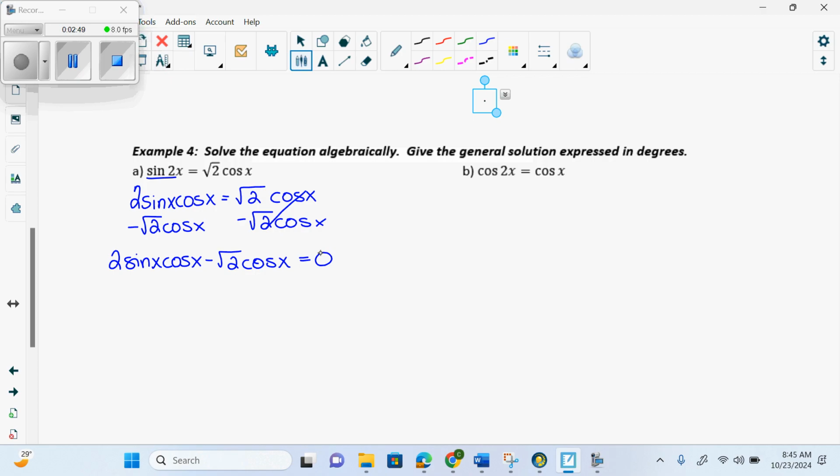What can I do next? Yeah. Can GCF the cos x out? If you can't see that, can you make the m's and n's? Does it matter which one you do? As long as you bring the cos and sine back. So we can GCF a cos x out. 2 sine x cos x, take out a cos x. When we GCF, what operation are we doing? Dividing, right? So 2 sine x cos x divided by cos x is 2 sine x. Minus root 2 cos x, what are you left with? Root 2 equals 0.